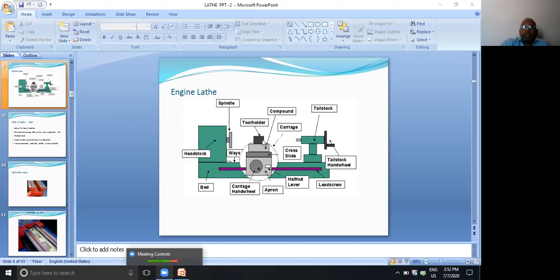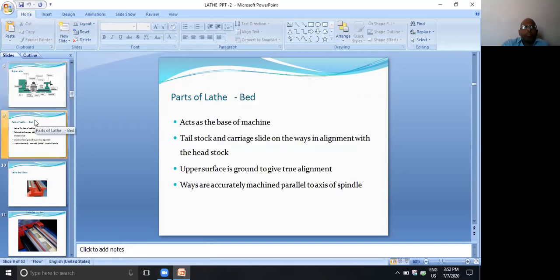So already yesterday we discussed about bed. Bed is an important element which supports the total system of the lathe machine, which absorbs the vibrations during the running condition so that the machine should be stable even though the machine runs at higher speeds.